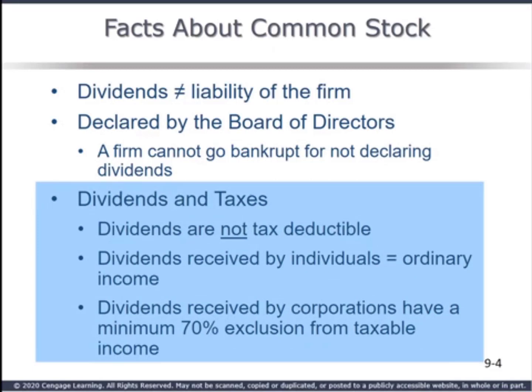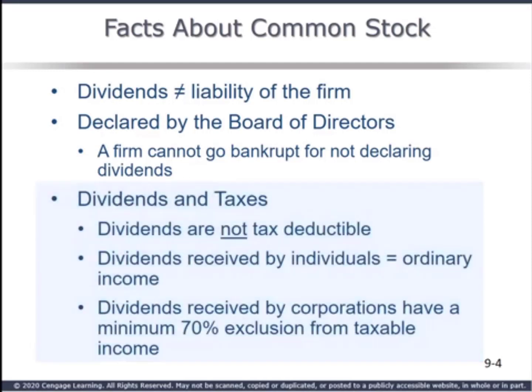If a corporation owns a non-controlling interest in another firm, then 70% of dividends received from that ownership are tax-exempt. Thus, many firms own preferred stock in other firms.